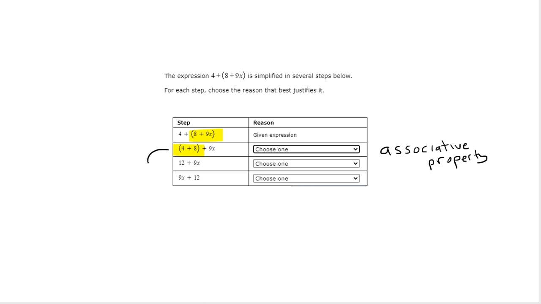Okay, and then from here to here, the 4 and the 8 were combined to make 12. The 4 and the 8 are like terms. They're both constants, and we can always combine constants with constants. So that would be combining like terms. That would be the justification for that step. And then from this step to this step, instead of it being 12 plus 9x, it's written as 9x plus 12. So we just changed the order that we were adding in. So anytime you change the order that you're adding in, you can do that because of the commutative property.